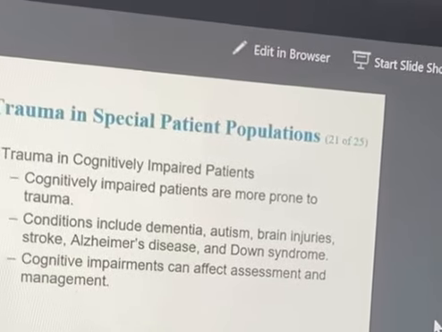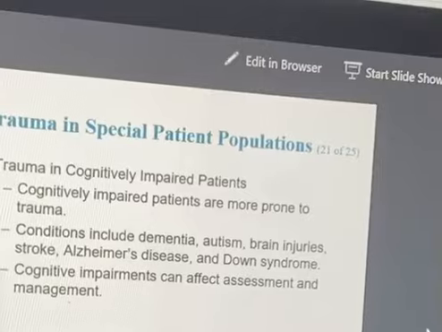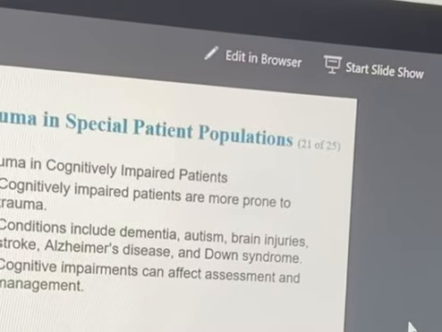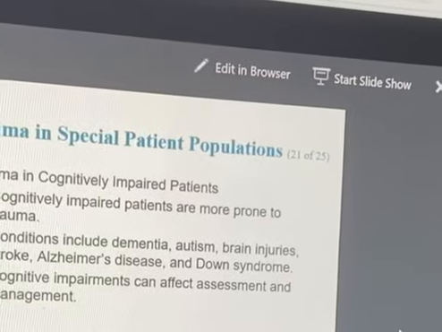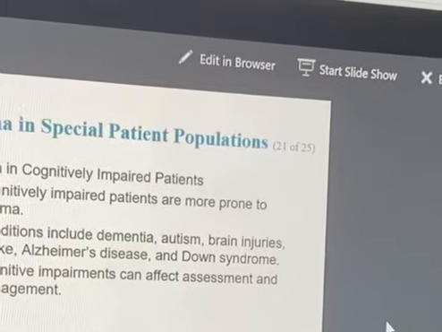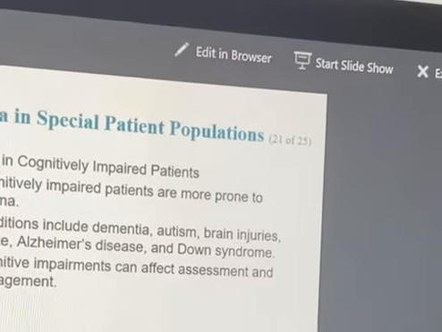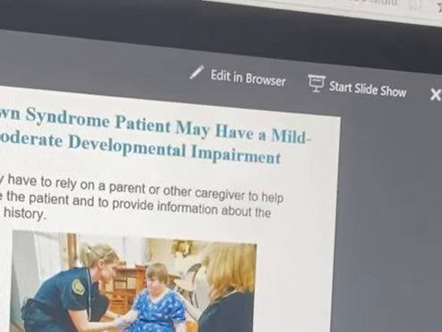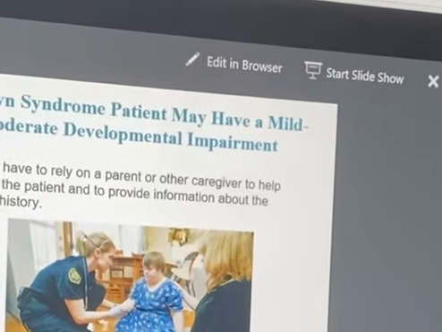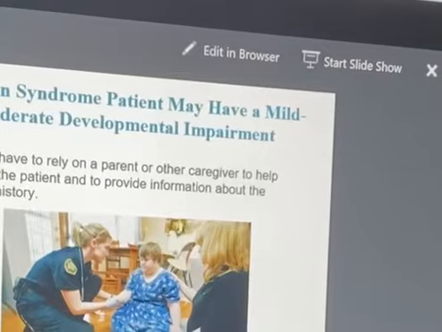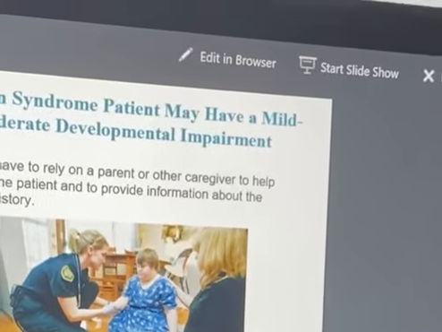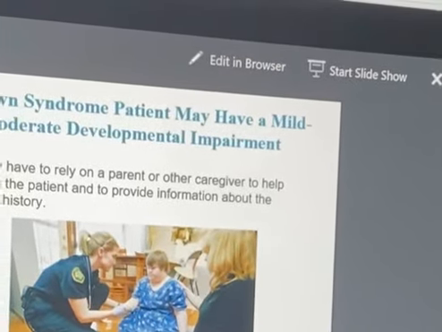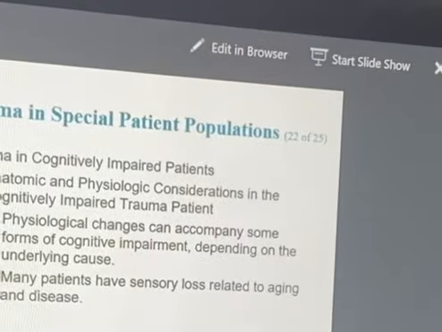All right. Cognitively impaired patients are more prone to trauma. Conditions include dementia, autism, brain injury, stroke, Alzheimer's, and Down syndrome. And it can affect assessment and management. All right. It can be difficult to recognize patients with cognitive impairments when you begin your assessment. Some of these patients have no physical signs of their mental condition.